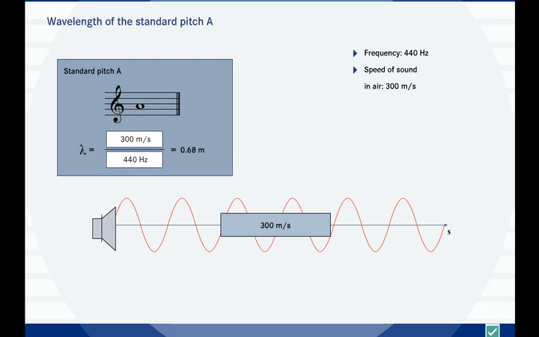That's correct. To calculate the wavelength, you have to divide the speed of travel by the frequency. That's 300 meters per second divided by 440 Hz. And that leaves you with 0.68 meters. The wavelength of the standard pitch A is therefore 68 centimeters.